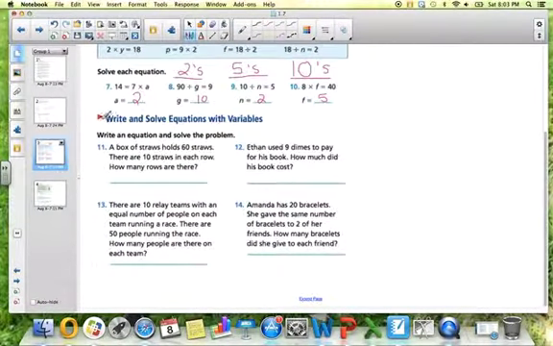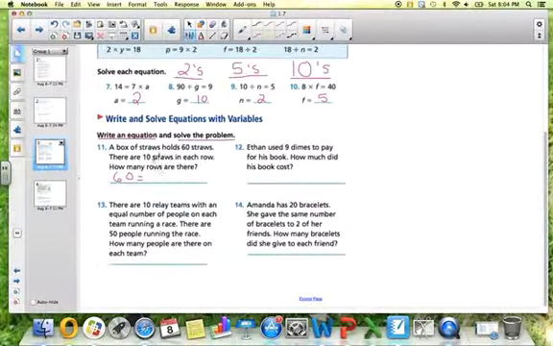All right, moving on. Write an equation and solve the problem. Nothing new there. Okay. Number 11, a box of straws holds 60 straws. There are 10 straws in each row. How many rows are there? Okay, so we know that we have 60 total straws. We're going to write this equation backwards because I think it'll be a little bit easier for you to see and use your multiplication tables.